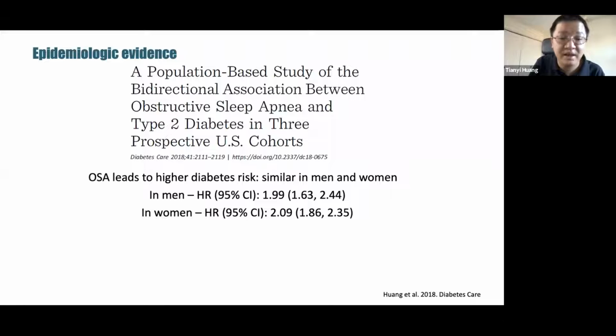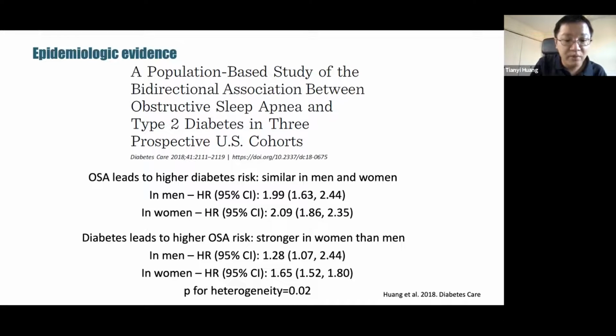First, we confirmed from the 3 cohorts that people with sleep apnea have a higher risk of developing diabetes, and we observed a similar association in men and women. You can see for both men and women, those with sleep apnea have almost double the risk of developing diabetes. Conversely, when we look at the other direction, we also observed that people with diabetes had increased risk of sleep apnea. Although the association is significant in both men and women, we found that it is even stronger in women than in men. In men, the increased risk of sleep apnea is about 30%, but in women, the increased risk is about 65%.